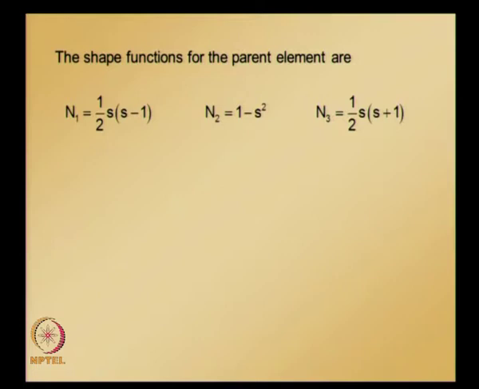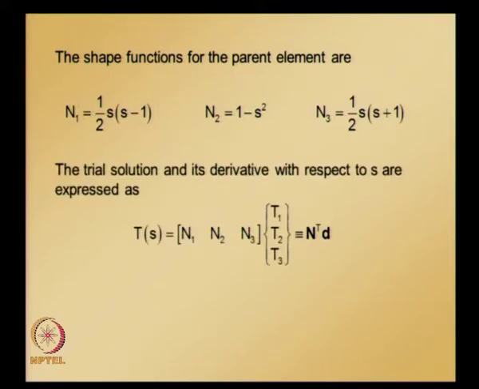So the trial solution and its derivative with respect to s can be written in this manner, where N1, N2, N3 are put in a matrix, and T1, T2, T3 are put in a vector, and compactly this can be written as N transpose d, where d consists of all the nodal parameters.